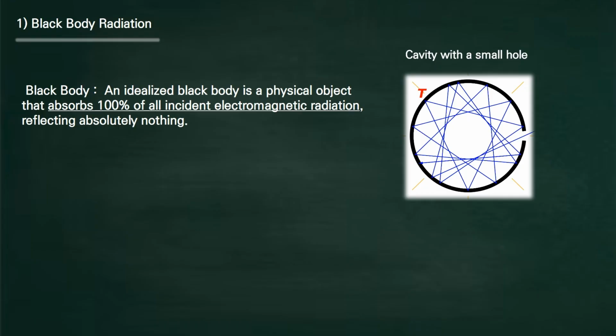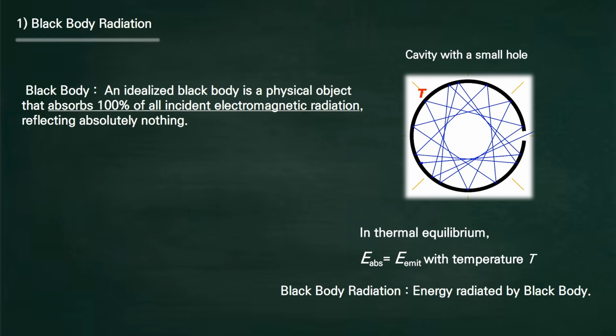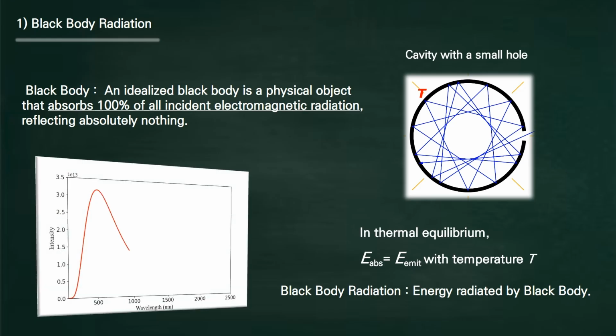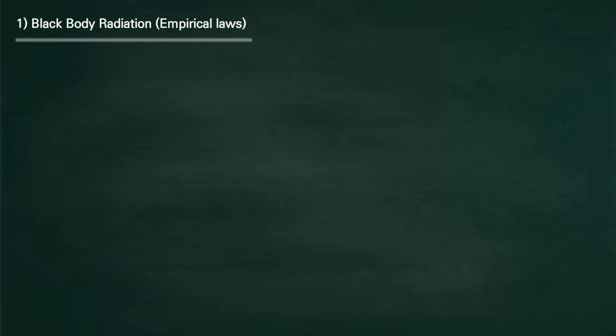Now, when this blackbody is in thermal equilibrium at a specific temperature T, the energy absorbed must equal the energy emitted. E absorbed equals E emit. The radiation emitted under these conditions is what we call blackbody radiation. The intensity of radiation is represented by this graph, which shows a peak and approaches zero at both low and high wavelengths. They discovered empirical laws based on experimental observations.